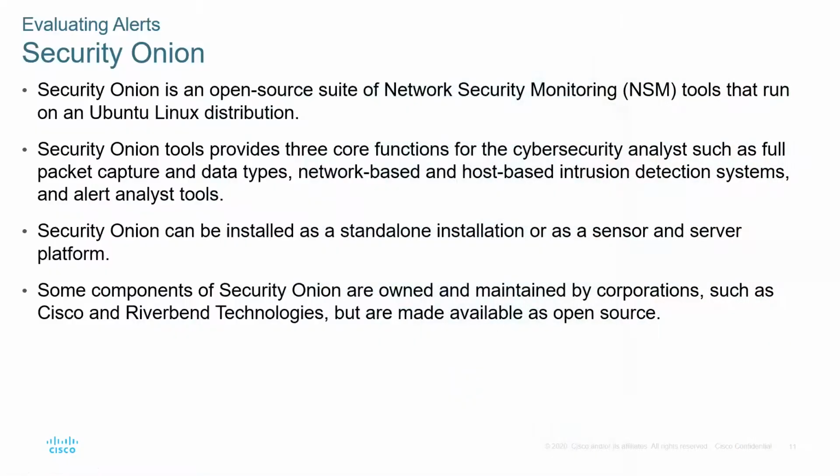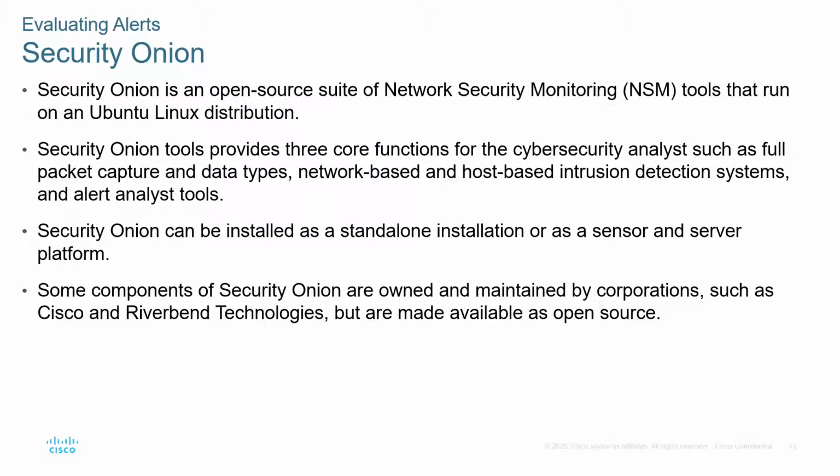So in the sources of alerts, we talked a little bit about getting all the different logs and net flows and things like that, getting back to the system or to a central core or a SIEM. In this case, we're going to use Security Onion, which is an open source suite of network security monitoring tools that run on an Ubuntu Linux distribution.